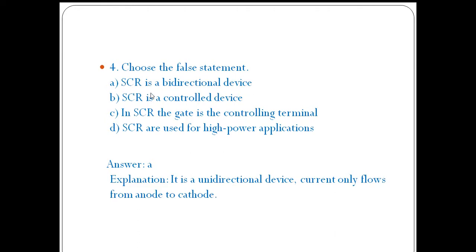SCR is a bidirectional device is the false statement. Actually, SCR is a unidirectional device. The current will be flowing in only one direction, from anode to cathode. So option A. Explanation: it is a unidirectional device. Current flows only from anode to cathode.